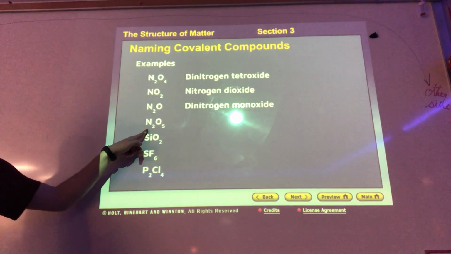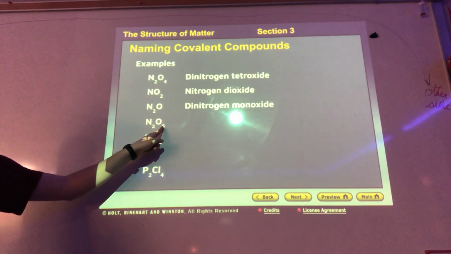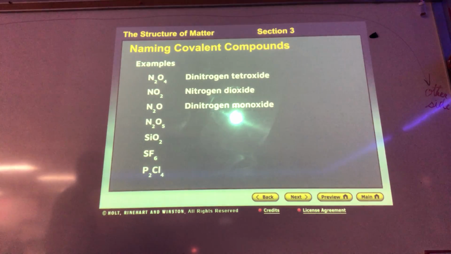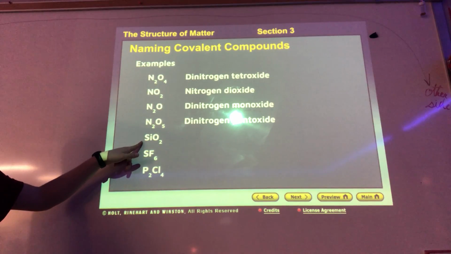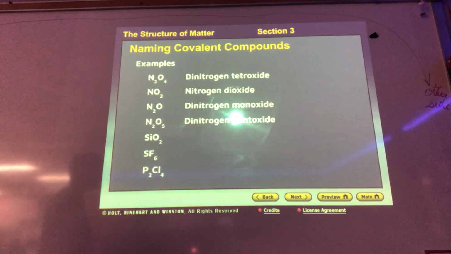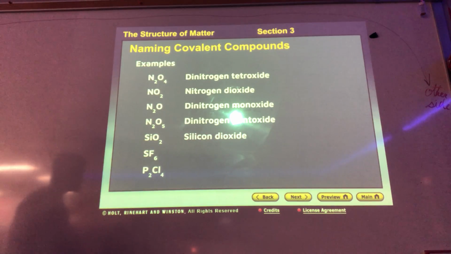What about this one? Dinitrogen pentoxide. Sound right? Yes. What's Si? That's silicon. Silicon dioxide. Okay, I'm just gonna keep going. S is sulfur. F is fluoride. Hexafluoride. Sulfur hexafluoride. Very nice. That's a long word.